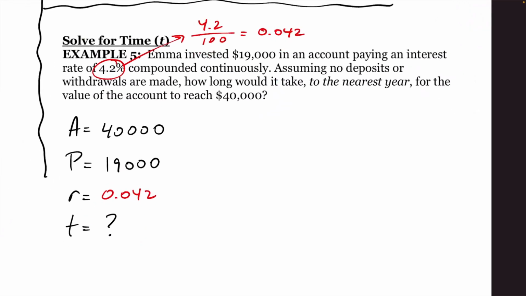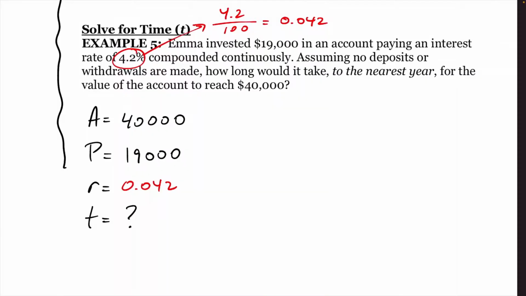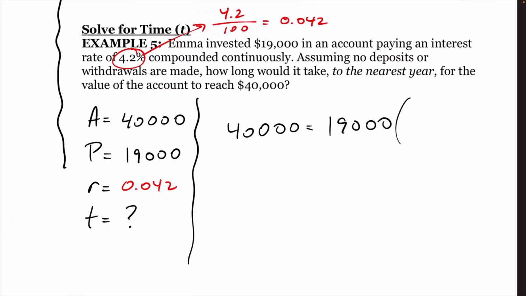Okay? All right, so let's fill out what we know. Let's go over here. We know A, $40,000. We know P, $19,000. And we're going to use e to the r times we don't know. So we're just going to use T or X. You can use whatever variable you want. Okay, that's what we don't know. I need to figure out how much time will get her to $40,000.